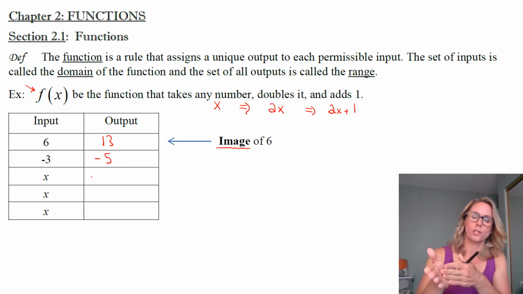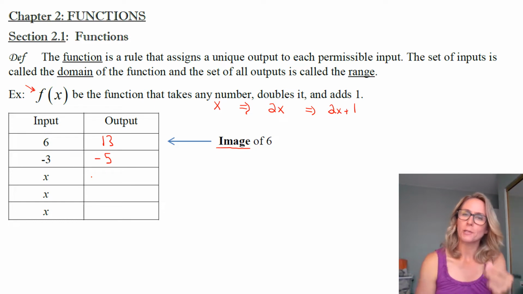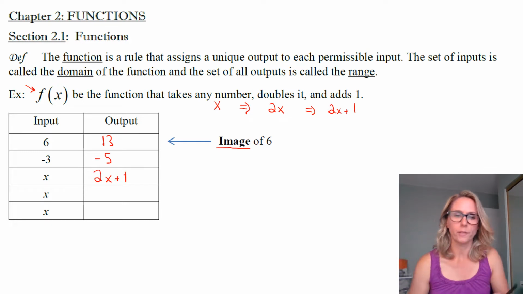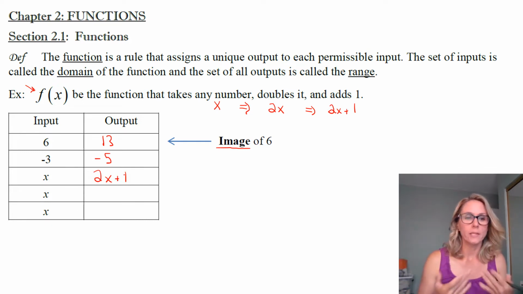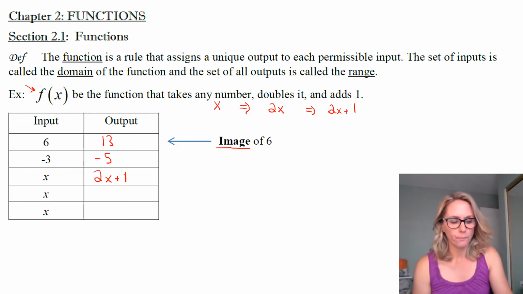Now, like we already showed there, besides just taking a number and saying, okay, here's this thing I'm going to do to it, it's nice to write it in a shorter way. So algebraically speaking, this is the expression for the output, 2x plus 1. This tells us that we can choose any number for x, and if we do these two operations, we will come out with an output.